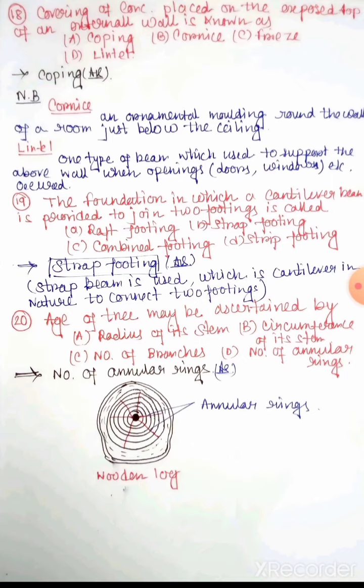Next question and the last question for this video. Age of tree may be ascertained by radius of its stem, circumference of its stem, number of branches, number of annular rings. The age of a tree can be determined by the number of annular rings. I have taken a wooden log, and as you can see the annular rings, with the help of these annular rings we can easily evaluate the age of a tree.